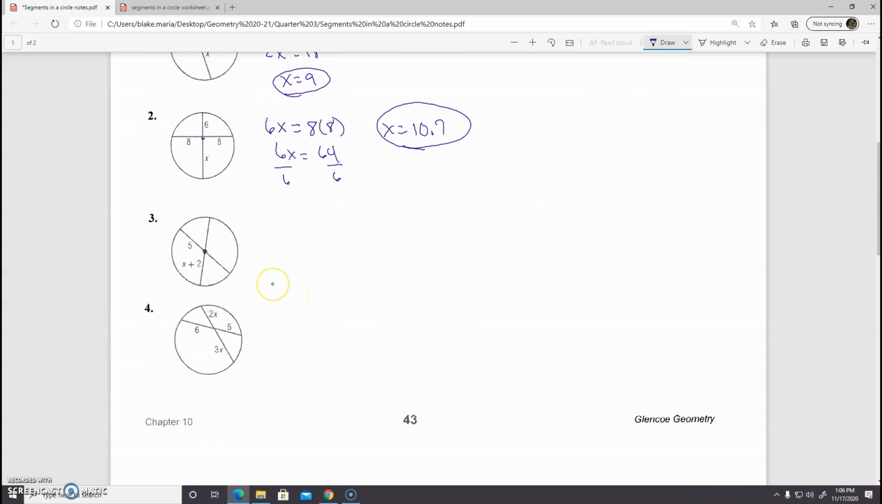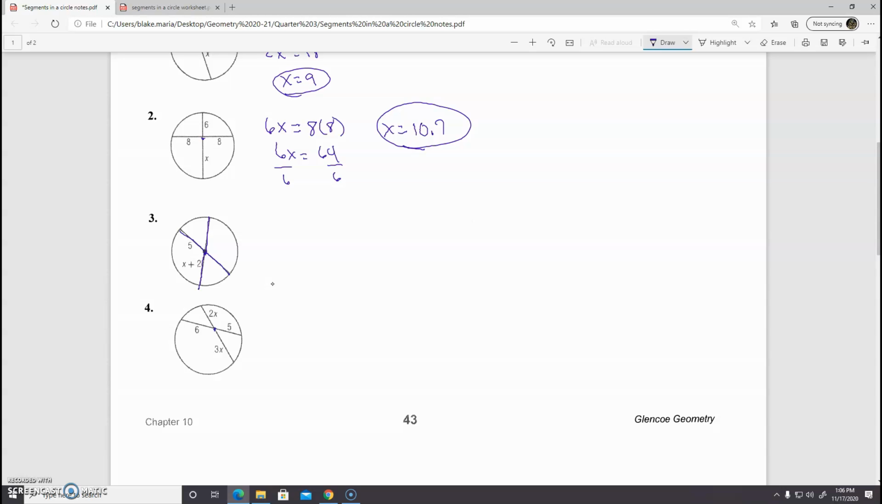We're going to skip number 3. If you're interested in it, it really doesn't use the theorem that much. Notice this is a radius, this is a radius, this is a radius, this is a radius. A radius should always be the same length in a circle. So if they're telling you it's 5, then x plus 2 has to equal 5. So it didn't really use this theorem, but it just had a bunch of radii.